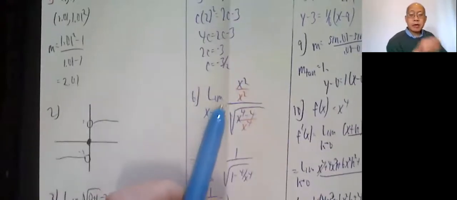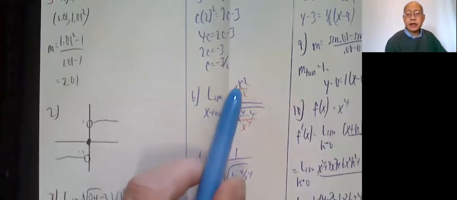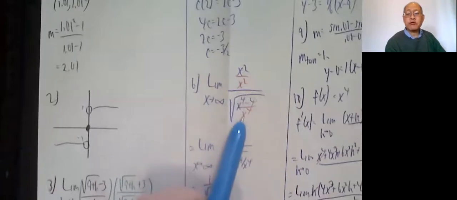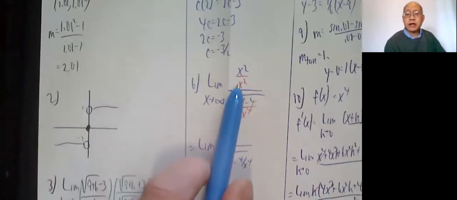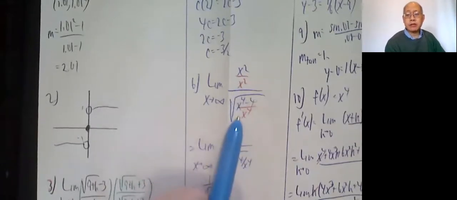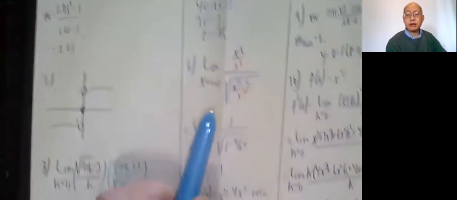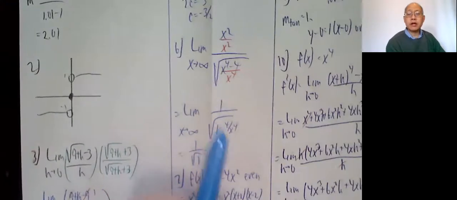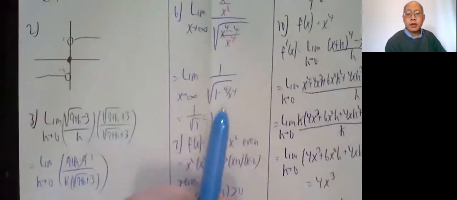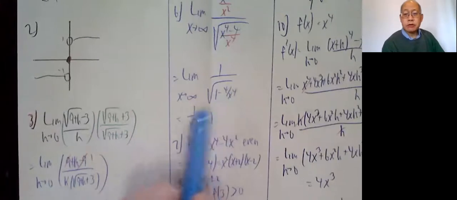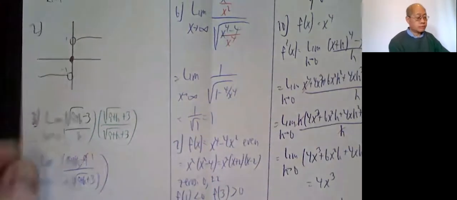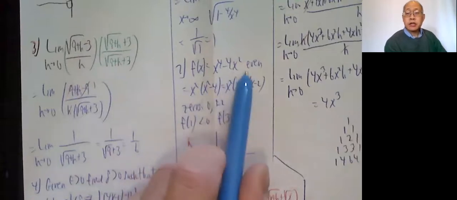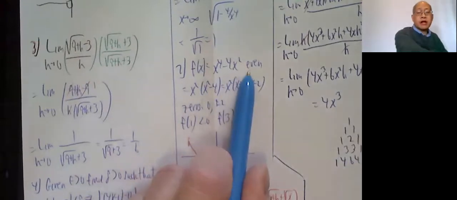Number 6, divide top and bottom by x squared. So x squared over x squared, divided by square root of x to the 4th minus 4 over x to the 4th. Dividing by x squared outside a radical is the same as dividing by x to the 4th inside a radical. This gives me the limit as x approaches infinity of 1 over radical 1 minus 4 over x to the 4th. When x gets big, this approaches 0, so 1 over square root of 1, which is 1.